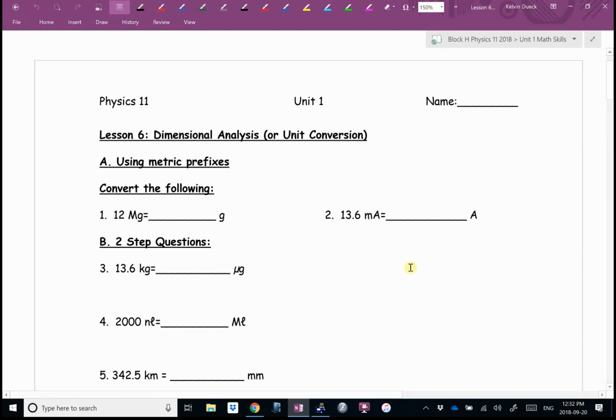Ready, Ben? Yeah. The title here is Dimensional Analysis or Unit Conversion. This is actually a really handy tool to have in your tool belt.